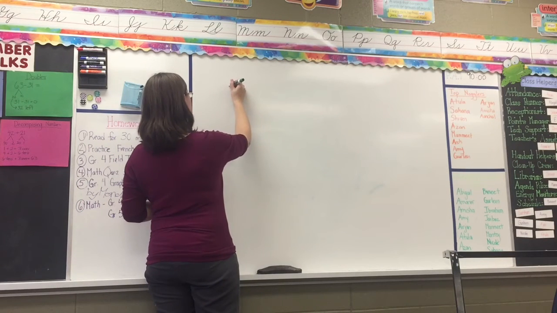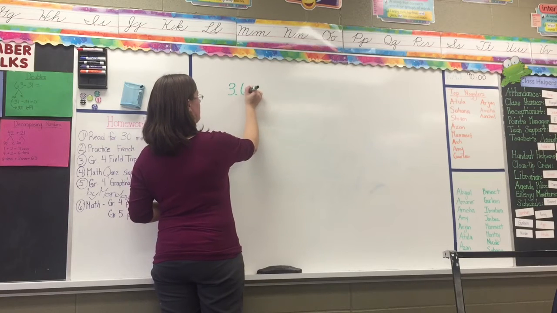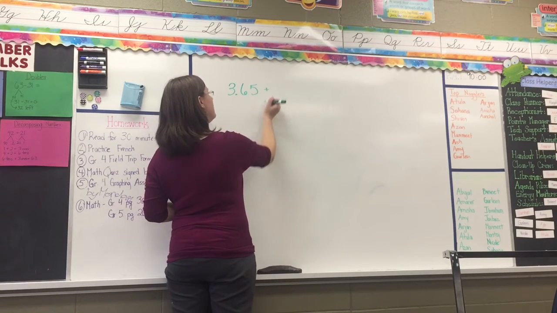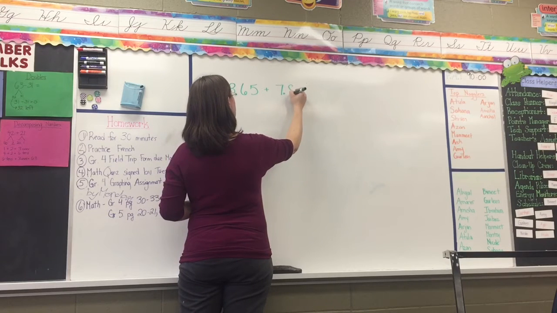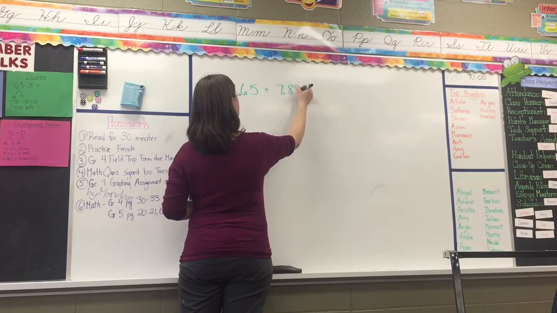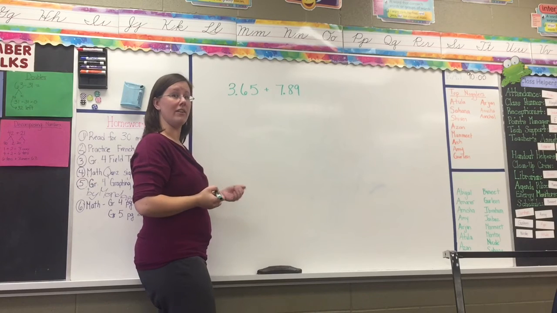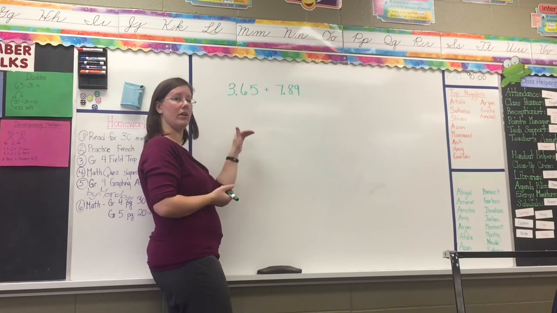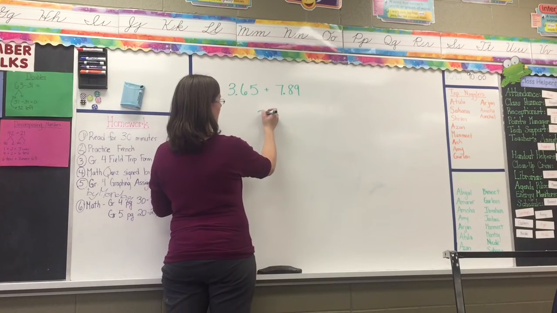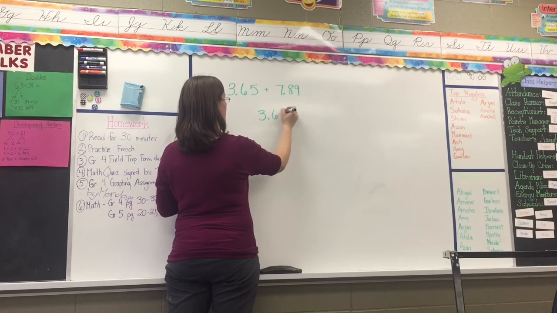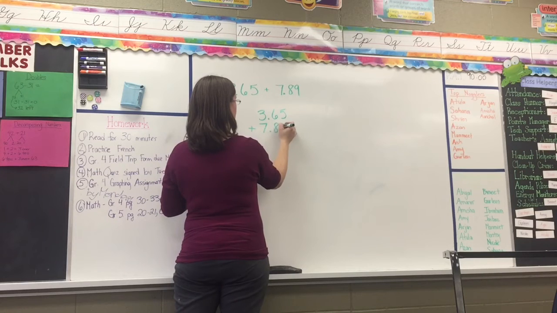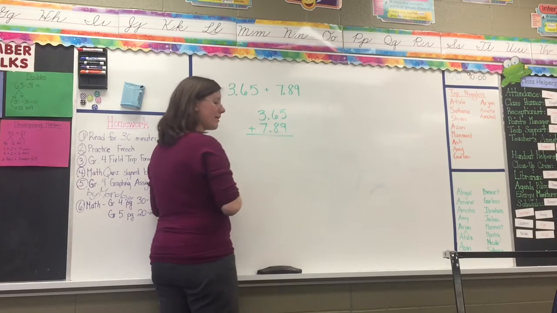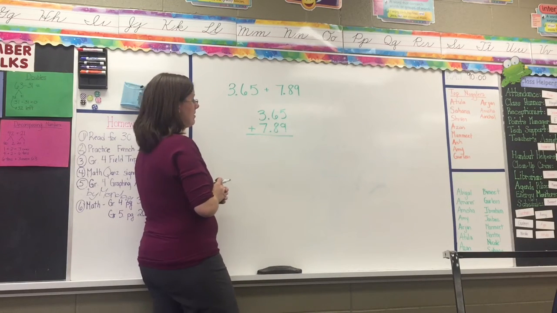Okay, and the last type of question we want to look at together is adding decimals with regrouping. So if we were asked to add $3.65 plus $7.89, we know already from our previous ones that we need to put them one on top of the other, lining up our decimals. So we put $3.65 plus $7.89.